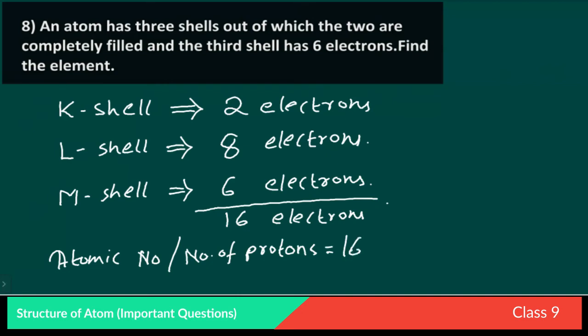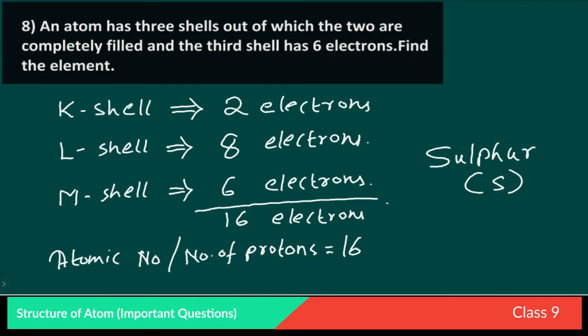And we know for atomic number 16, which element has the atomic number 16? It is sulfur. It is symbolized as S. So by calculating the number of electrons, we have concluded that the element is sulfur.